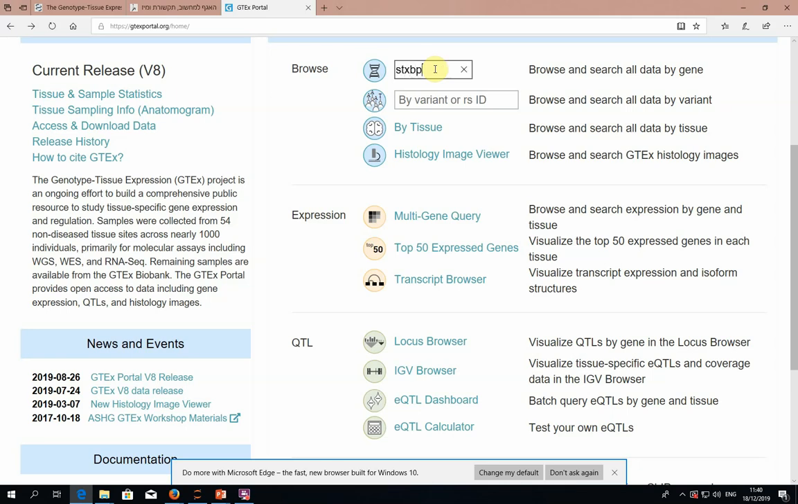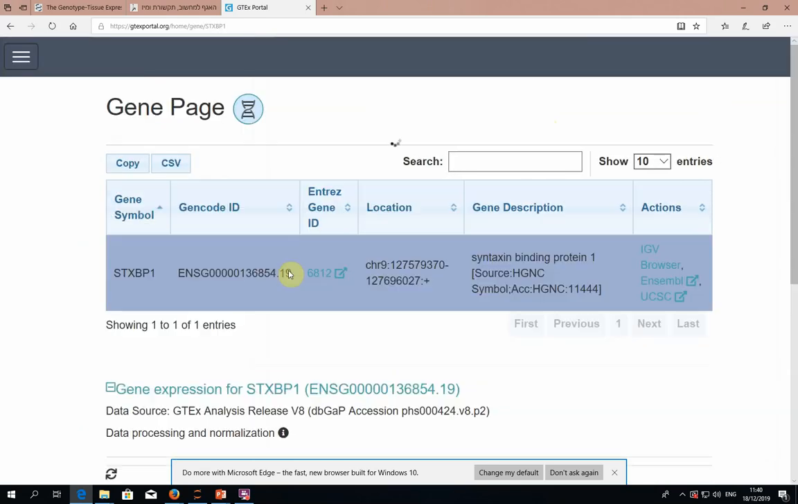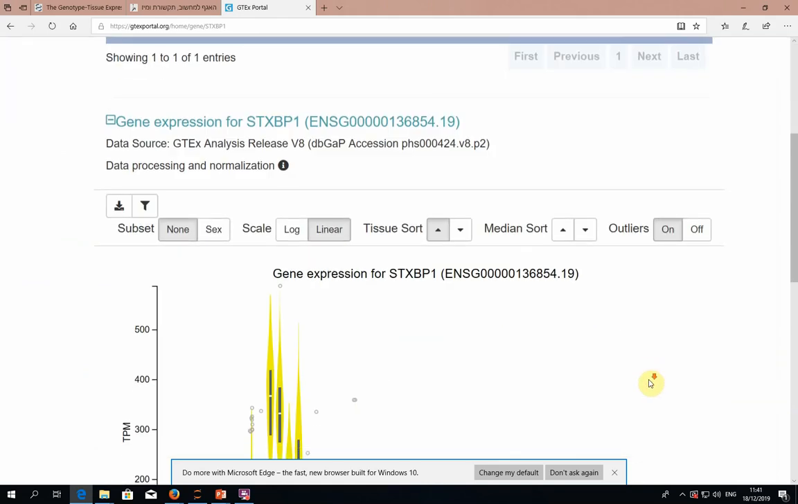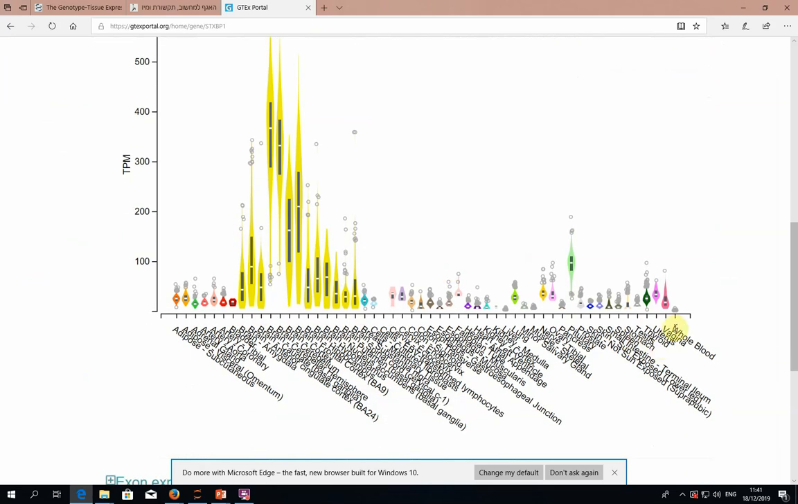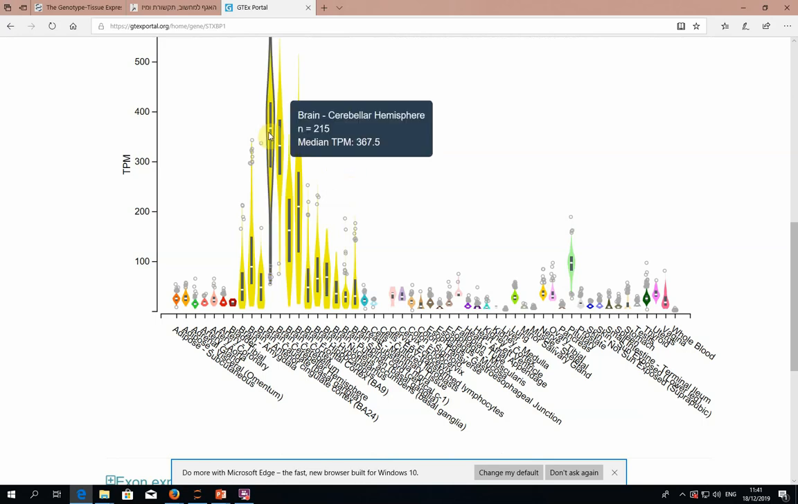STXBP1. I have no idea what will come out, but this is a gene, syntaxin binding protein. It's very important in the brain. So immediately you can see that indeed the yellow is the brain. It's very prominent in the brain, and you can see the expression in a violin plot, as Nadav showed you, with very informative information.